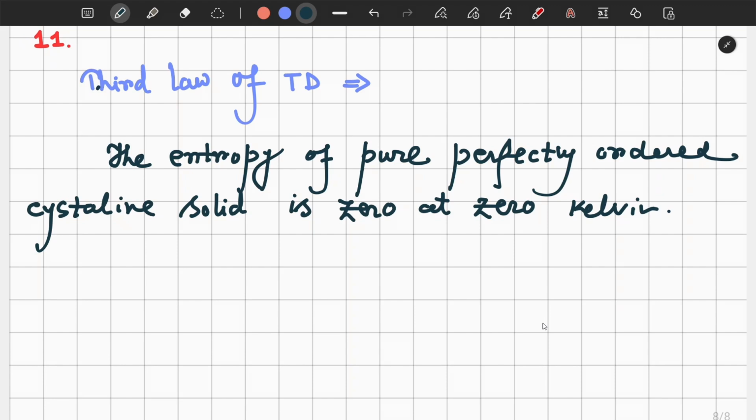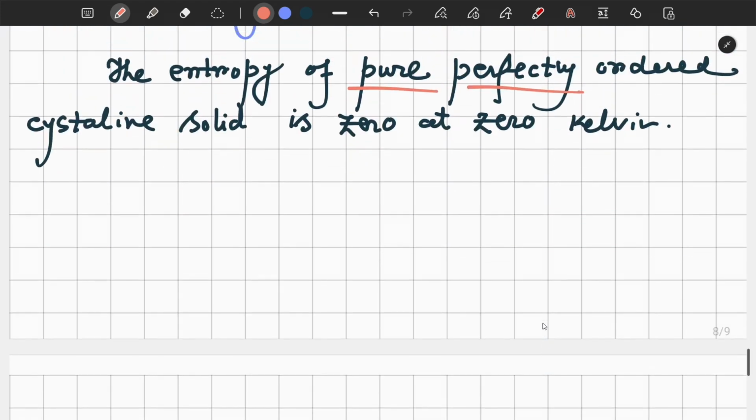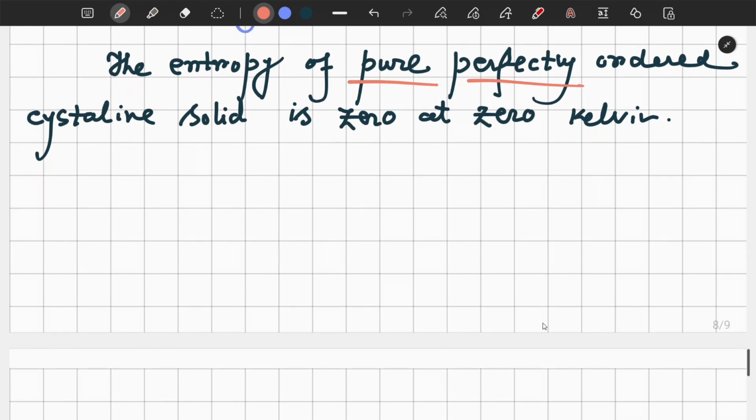So here two constraints are there. First one is pure, and second one is perfectly ordered. Pure and perfect crystalline solid you have to consider. Then only you can say it is zero, otherwise it is not. You can write it in mathematical form. So del S will be zero, no change will be there, but it is for a purely and perfectly ordered crystalline solid.